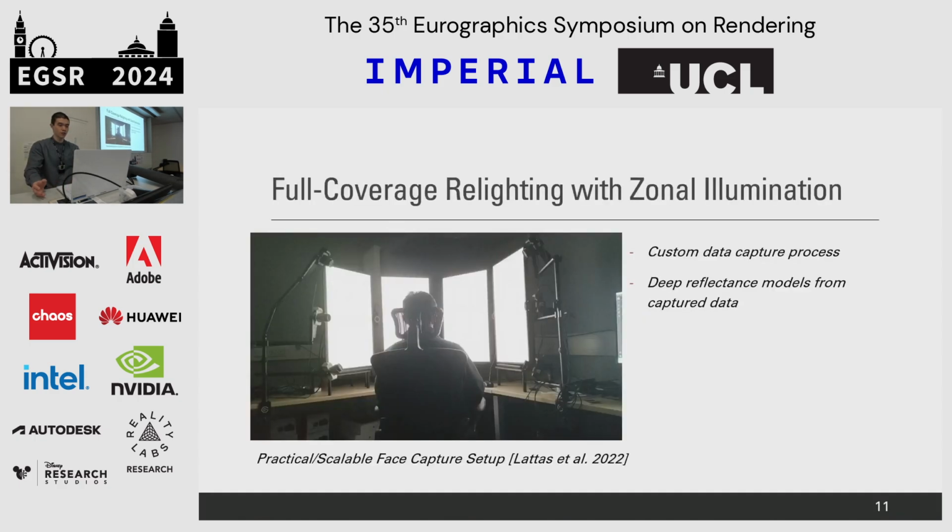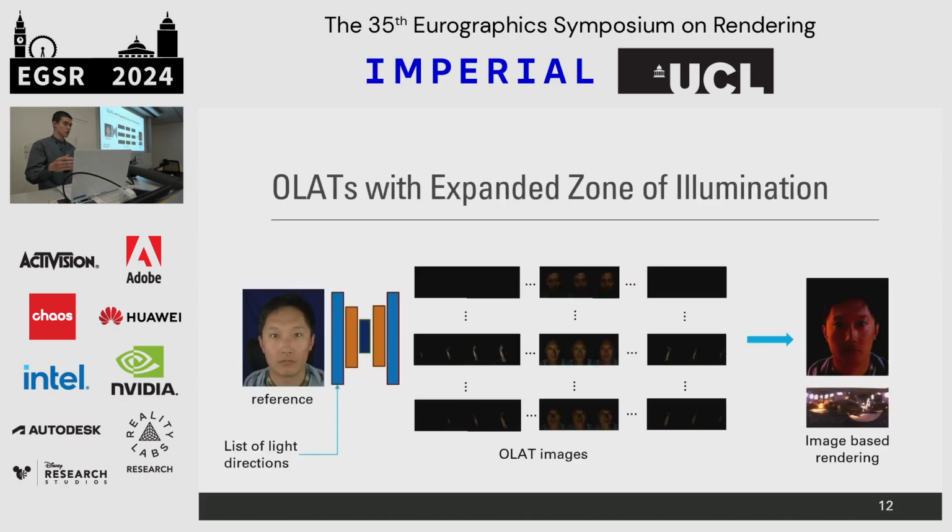Specifically, can we achieve full coverage relighting like what you would get with a light stage using zonal illumination captures, by, say, training a deep model using the data that can be captured with this kind of practical devices? To be more specific, we want to learn a deep reflectance model that predicts a set of OLAT images that expand the illumination zone of the capture device that we have. The images should be aligned to, say, a reference image of the subject lit under flat lighting, so we can use the data to create a high-quality relighting result.